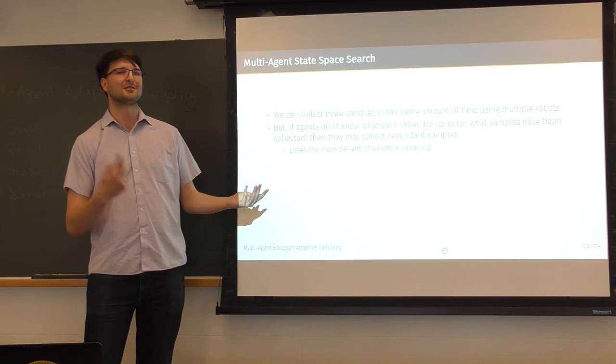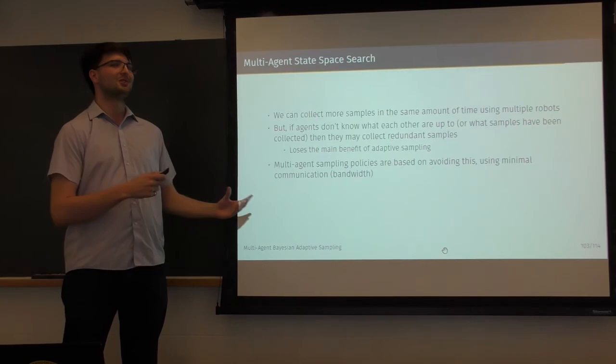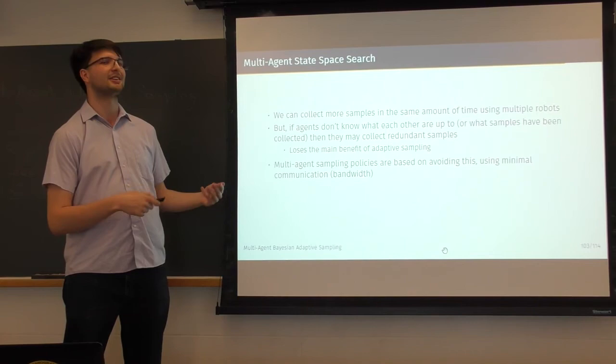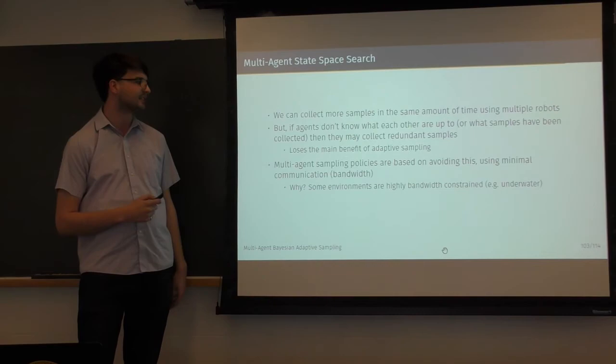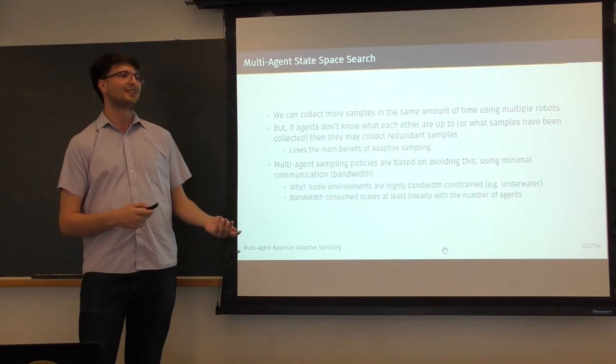So multi-agent sampling policies are essentially just ways to do the single-agent policies, but with multiple agents sharing information so that they don't overlap. But you want to do that using minimal communication because some environments, like underwater, for example, have very tight bandwidth requirements. Acoustic comms is like 30 kilobits per second. And also, if you're using a lot of bandwidth, then maybe you have enough capacity for three robots, but you're probably not going to have enough for 30 or like 300.